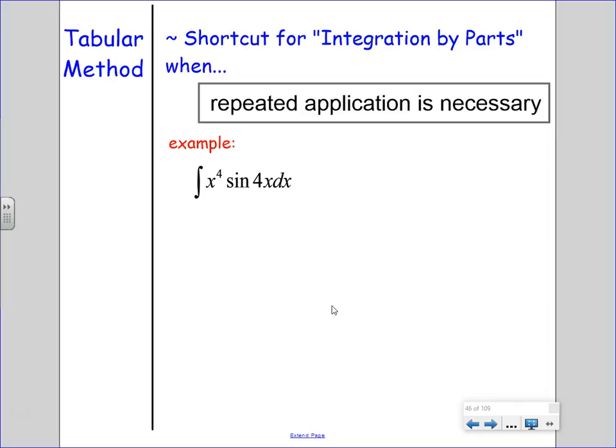So we'd have 1 u du, or 1 u be x to the 4th, and get a cubic, right? Another u would take the cubic to a quadratic. Another u would take the quadratic to the single. And another u would make it constant, and then we'd be good to go, right?